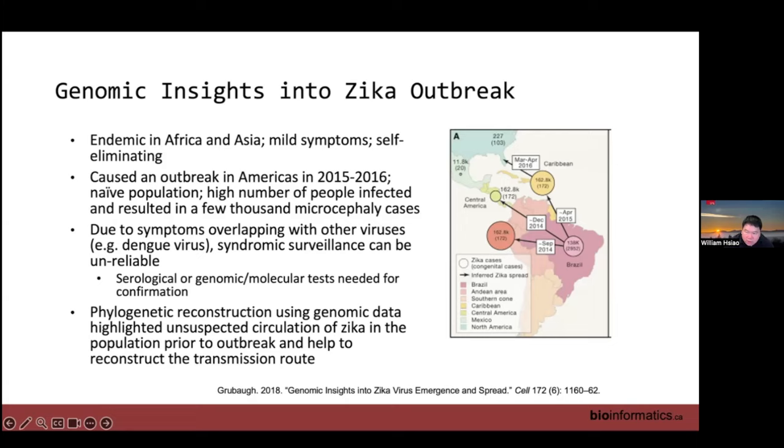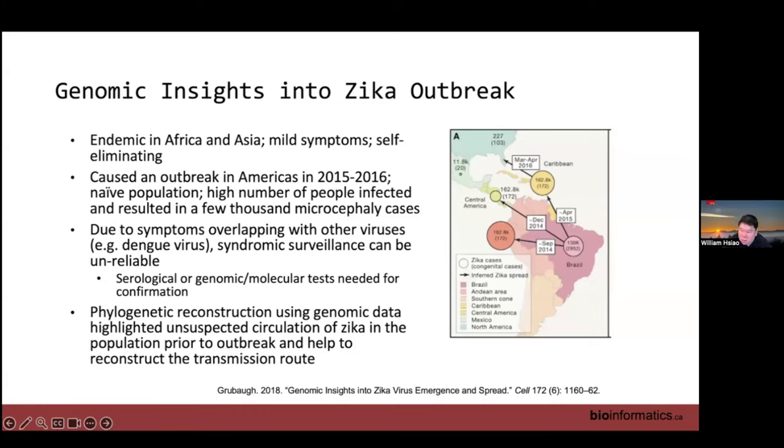But because the Zika virus symptoms overlap with other viruses such as dengue virus, surveillance based on symptoms was not reliable because dengue virus was endemic to the region already. So it's not until these cases started to show up that it resulted in investigation of possible new viruses. Lab testing based on serology and molecular analysis, including genomic analysis, was needed to confirm the presence of the new Zika virus.